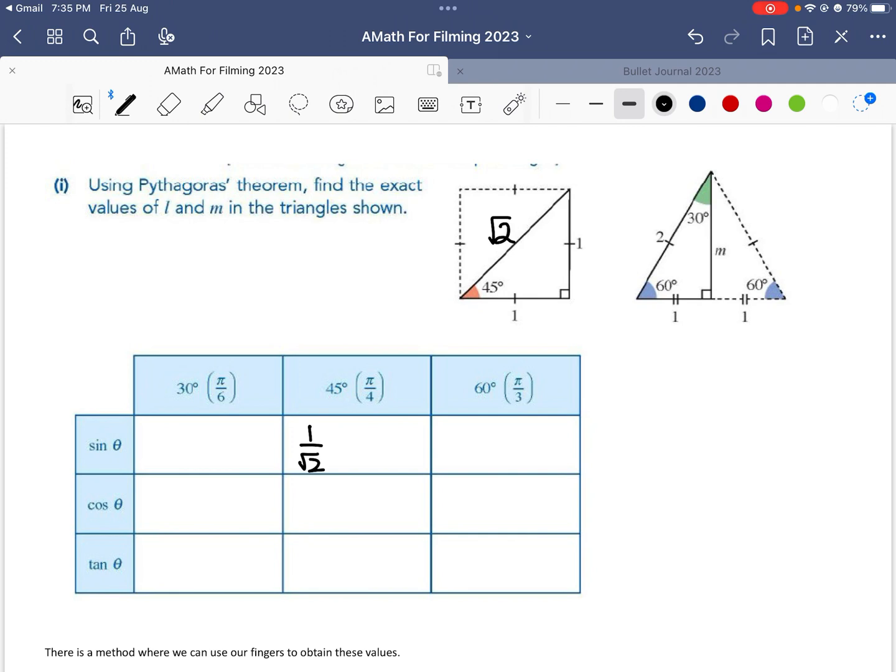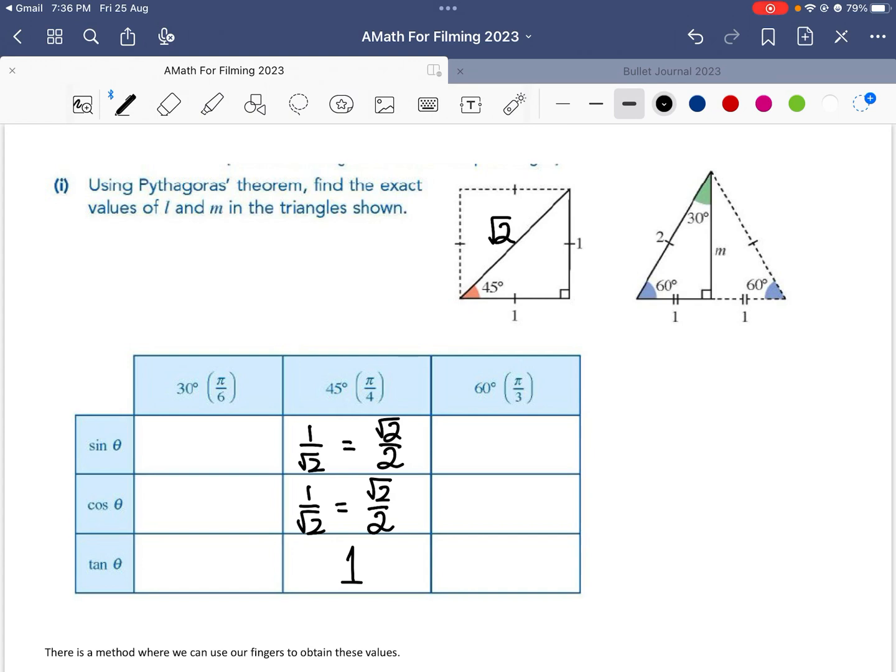If I multiply the numerator and denominator by root 2 over root 2, we rationalize the denominator, and the value that I'll get is square root 2 over 2. Similarly, cosine of 45 degrees is adjacent over hypotenuse. So what I get is 1 over square root 2. Similarly, it gives me square root 2 over 2. Tangent of 45 degrees is opposite over adjacent. So this ratio, tangent 45, is equal to 1.